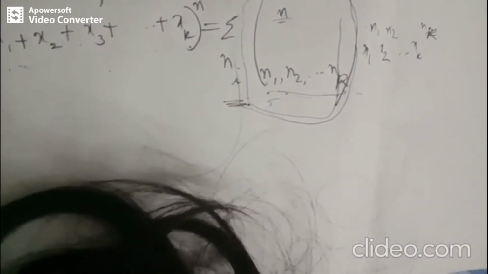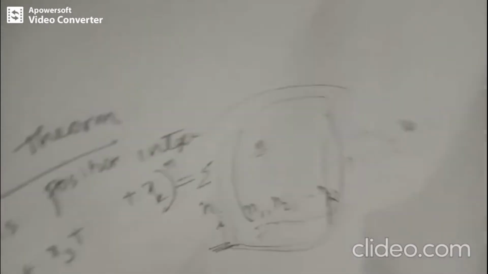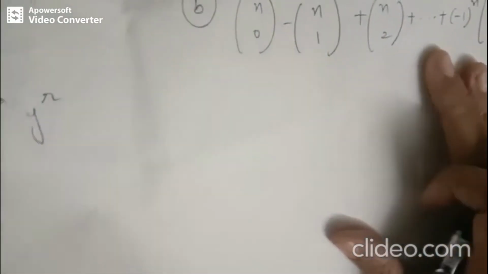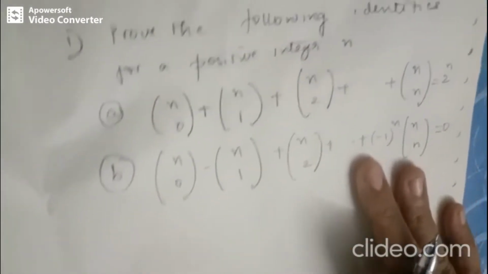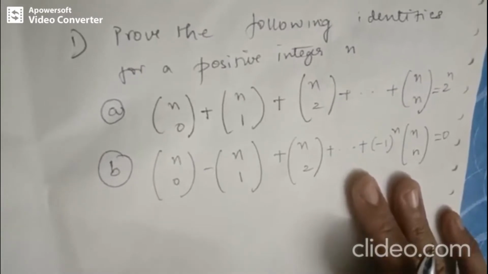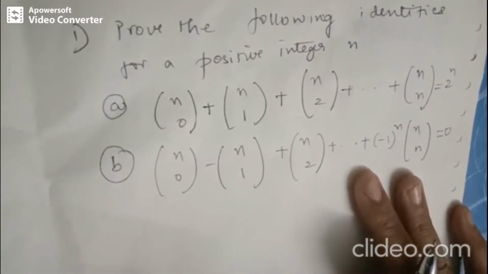Next, moving to the problems, let's solve some problems related to the binomial as well as the multinomial theorem. Let's go through some of the problems. Given a problem, prove the following identities for a positive integer n, wherein we have two sub-questions here: nC0 plus nC1 plus nC2 plus so on plus nCn equals 2 raised to n. That is the first sub-question.